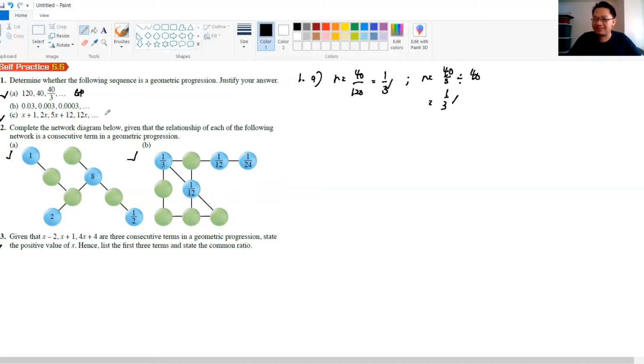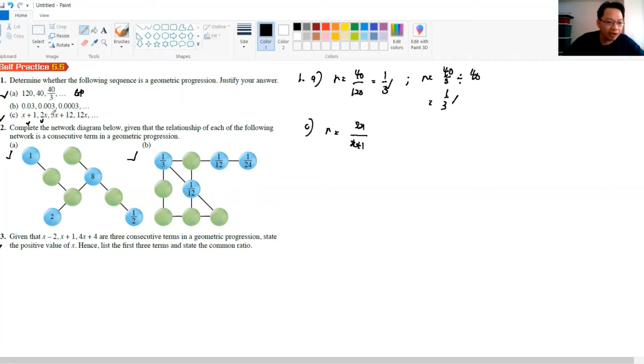Okay, how about number 1C? For number 1C, we want to determine whether the sequence is a GP or not. I prefer question C because we deal with letters, X, the unknown. It is an interesting question. So for question C, as usual, we find R first. R means the second term over the first term. The second term is 2x over the first term, x plus 1. This is your common ratio. Okay, how about next? How about this one?